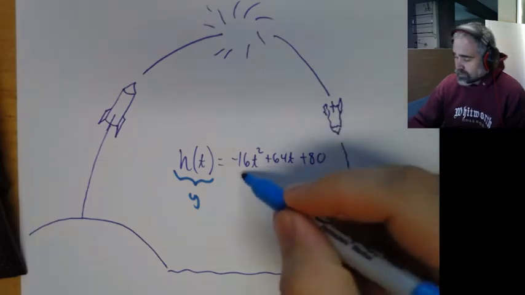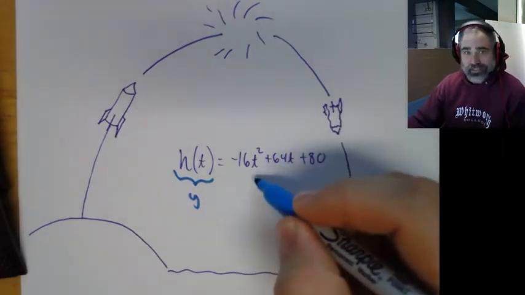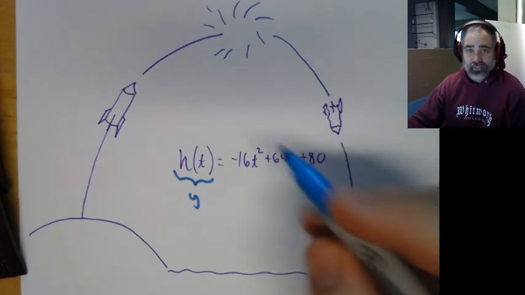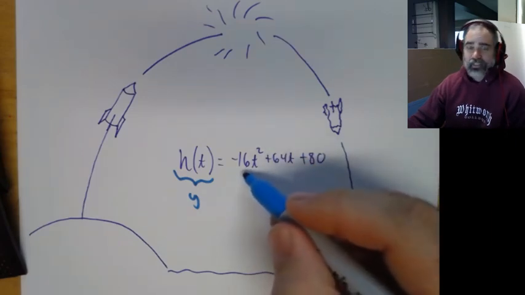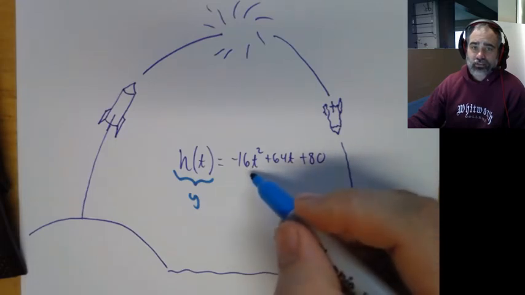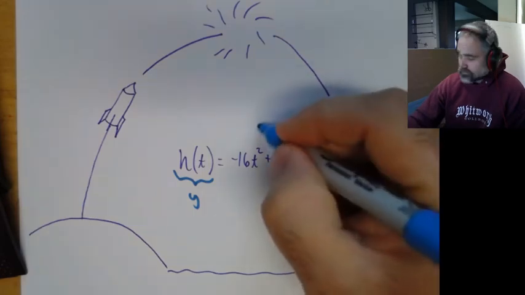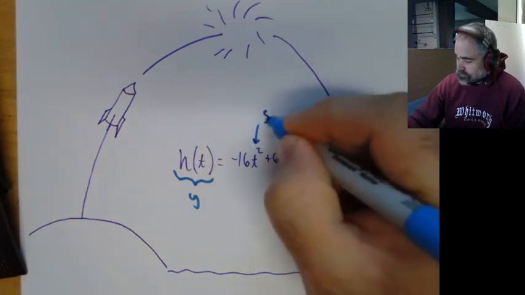Okay, remember the negative 16, that's a variable that represents the gravitational constant of Earth, so that's never going to change. It's always going to be negative 16, so long as you're talking about feet in seconds. Feet in seconds is always going to be negative 16. The t's are all seconds, so don't forget that. Those are seconds.